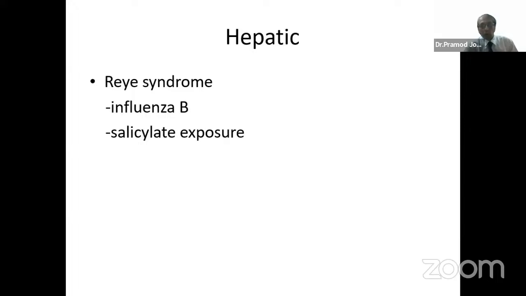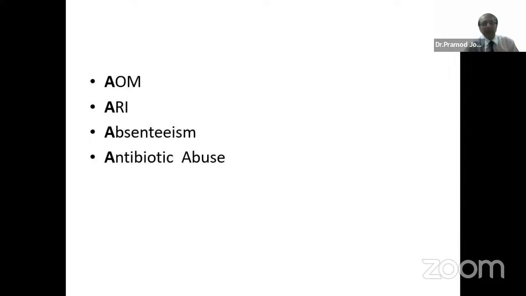Also, you all know that Reye syndrome, which is very common, particularly when a child with influenza receives salicylates, and these are the children who develop hepatic failure. Remember these 4 A's complications: acute otitis media, acute respiratory infection, absenteeism from the school, and antibiotic abuse, because our friends are unable to differentiate between bacterial and viral. So they end up giving something like amoxicillin or azithromycin.